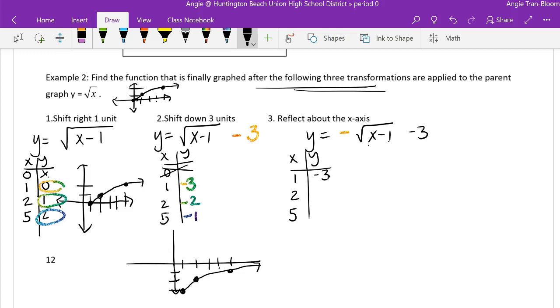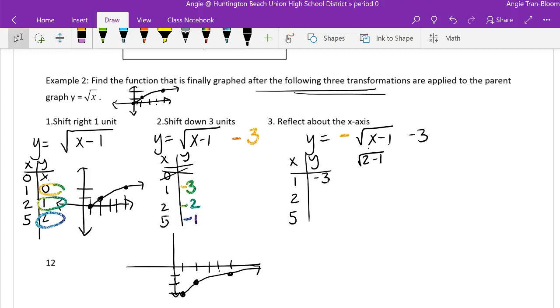Okay, so then next, 2 minus 1 is 1. Square root of that is going to be 1. 1 times negative 1, it's okay, right? Negative 1. Negative 1 minus 3 is now going to be negative 4.